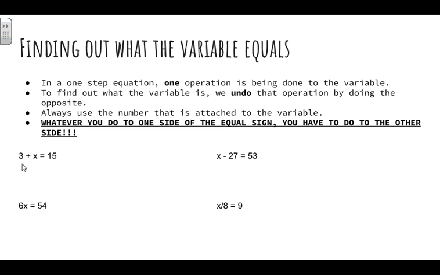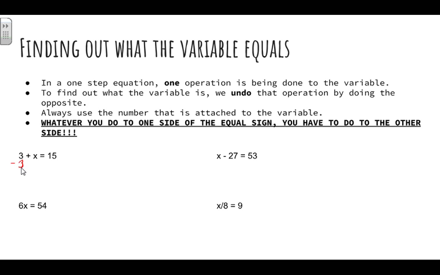Here our first equation is 3 plus x equals 15. I say to my students, what math is happening to the variable? They'll say addition. So we're going to subtract. What are we going to subtract? We're going to subtract 3. And we have to do that to both sides of our equal sign. So we subtract a 3 over here so that they will cancel out.